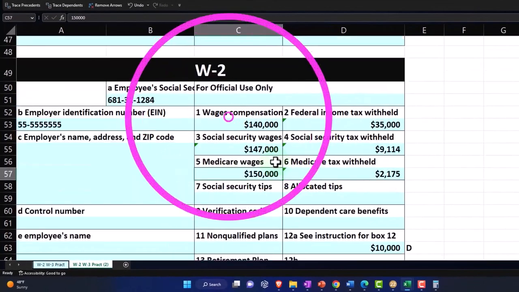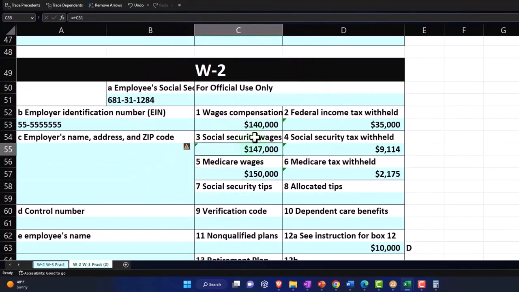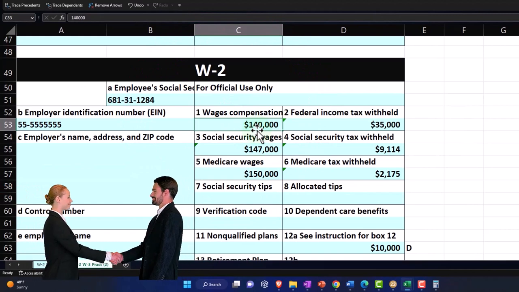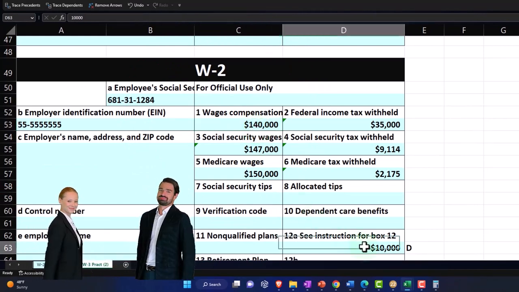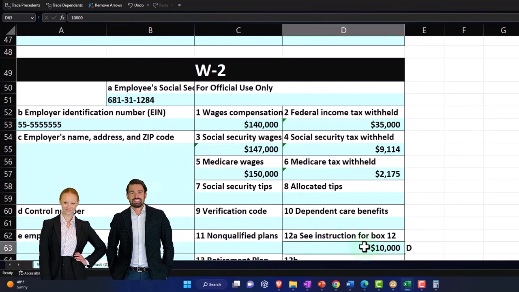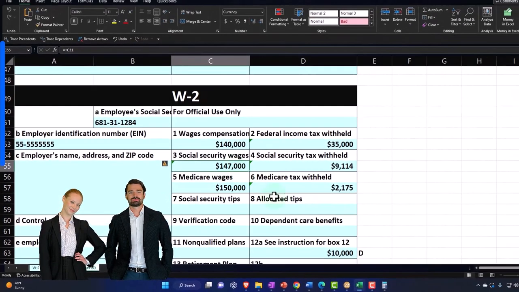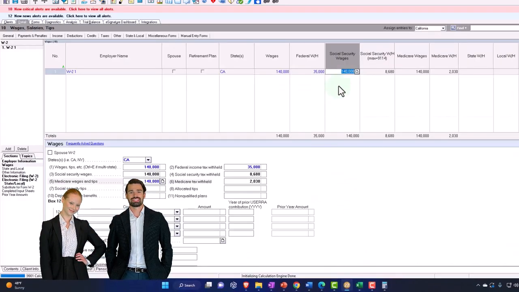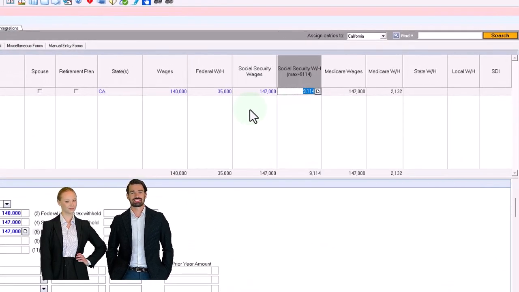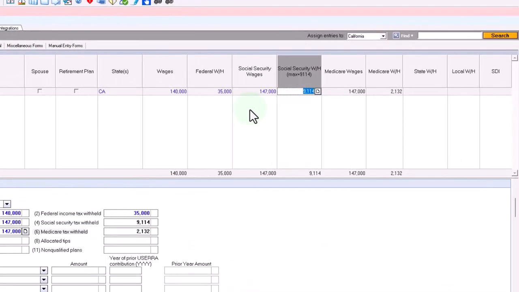But that's not right, because this box is low due to the fact that we put money into, I'm going to say that's a retirement plan. So I'm going to say, all right, so 140. So I have to actually manually input now 147,000. It couldn't guess the right number. It tried to guess, but it's not right because of that difference.